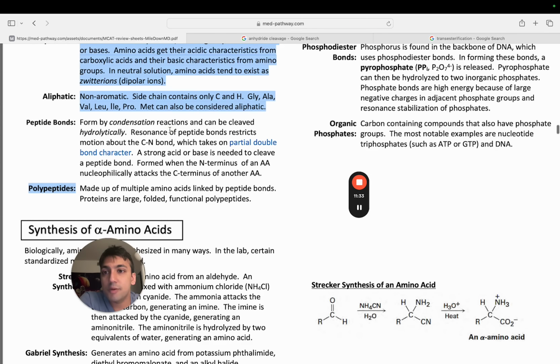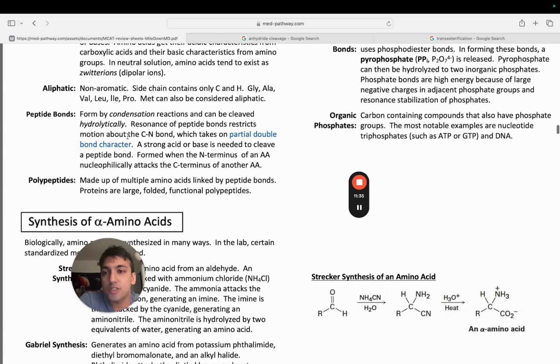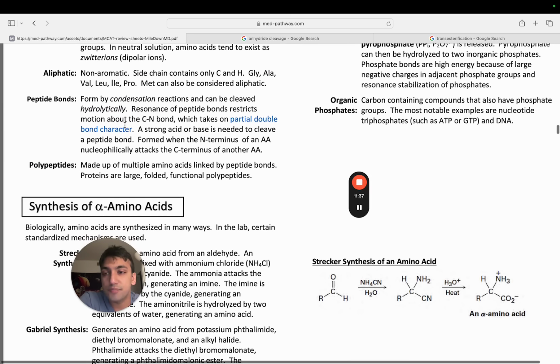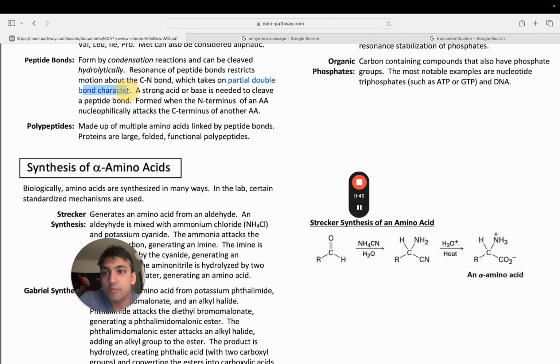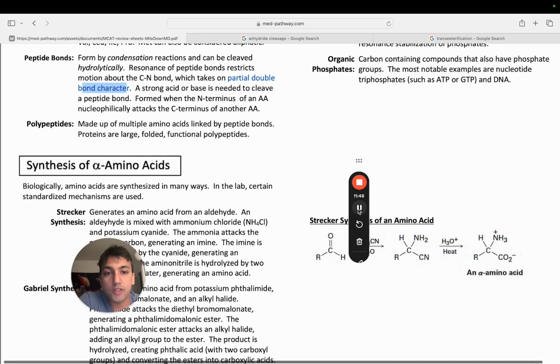Now, peptide bonds are formed by condensation reactions and are cleaved hydrolytically. Resonance of peptide bonds restricts motion around the carbon-nitrogen bond, which takes on a partial double bond nature. You should understand why that's true.